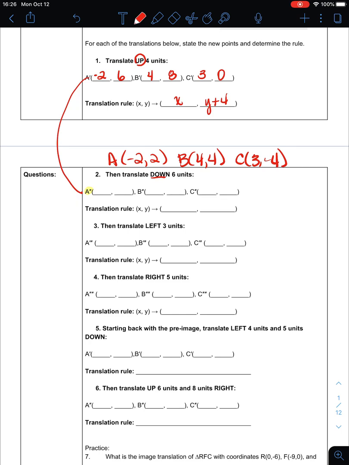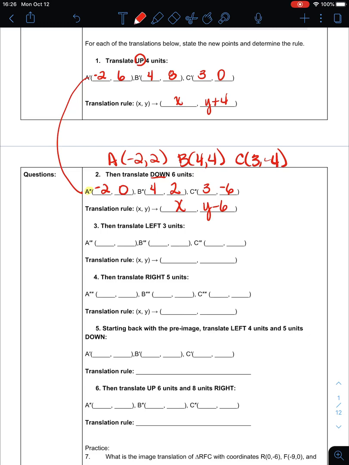So I'm going to go down 6. My x value stays the same, and I'm going to go down 6 from 6. My B double prime, I'm going to stay the same in my x direction and go down 6 from 8. And then my C double prime, I'm going to stay the same in my x direction, and go down 6 from 0. So my translation rule would be that x, y becomes x stays the same, and my y value is going to go down by 6.